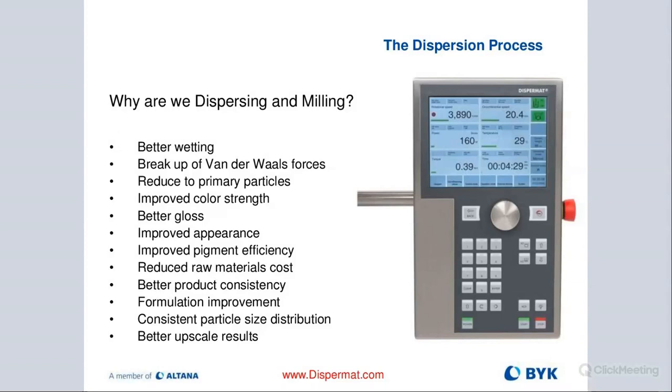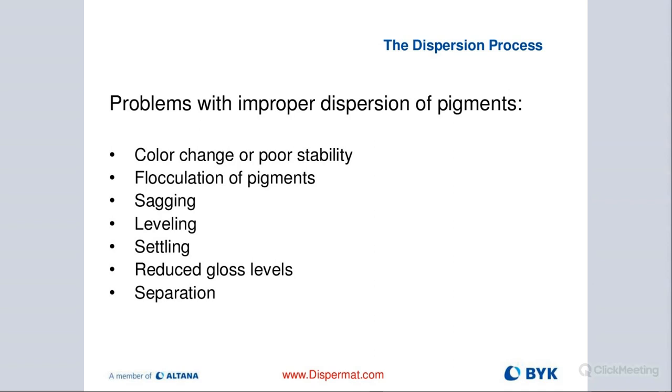And then, of course, formulation improvements. And finally, we want to achieve a really consistent particle size distribution. That should also help us when we go from lab to pilot to production, so that we have really good upscale results. So we want to do a good job in the lab to start out with, to make sure that our production runs are satisfactory and we have a really good quality product we can sell to our customers.